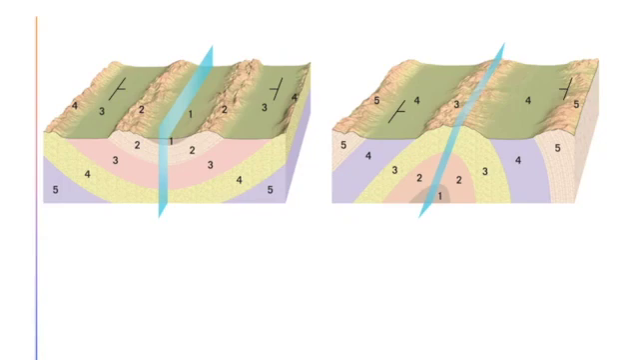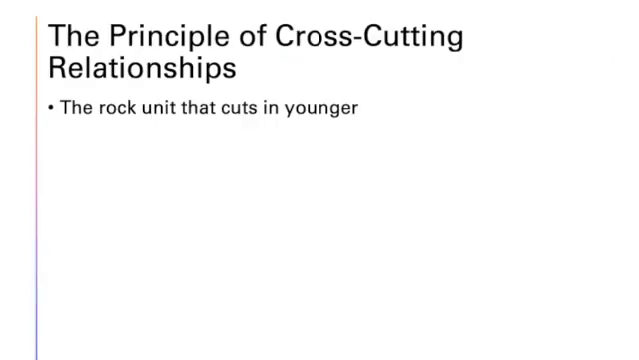Original horizontality is especially helpful when we are discerning structure. We know that the layers needed to have been horizontal to begin with, but if they are no longer horizontal, we can reasonably conclude that deformation has happened.